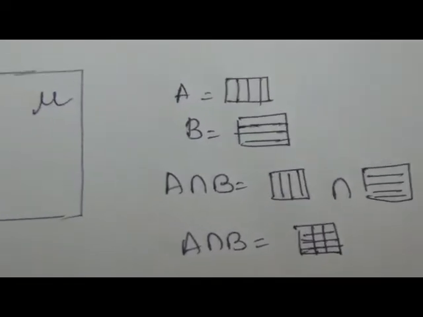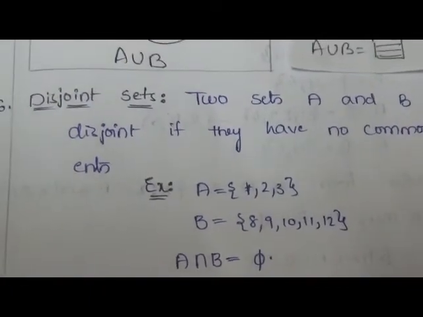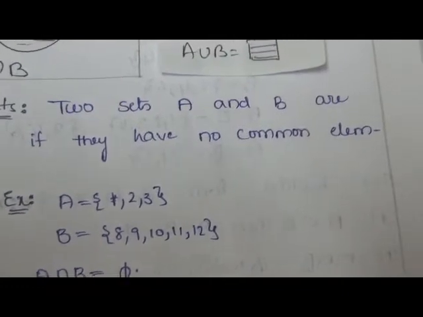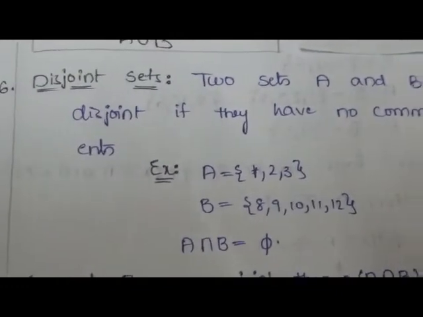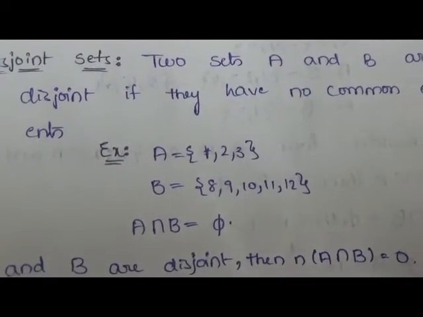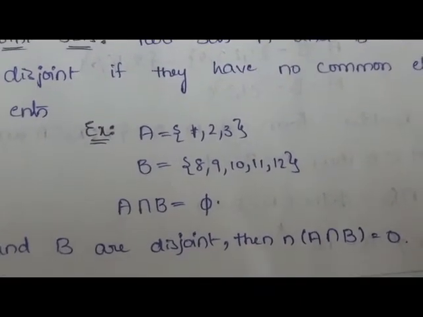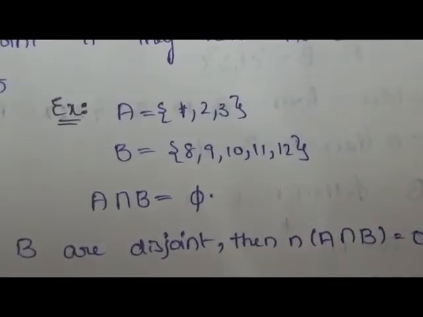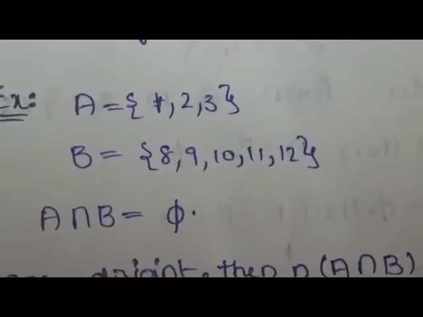Disjoint sets. What do you mean by disjoint? Disjoint sets means two sets A and B are disjoint if they have no common elements. It is opposite to equal sets. No element is equal in both the sets.